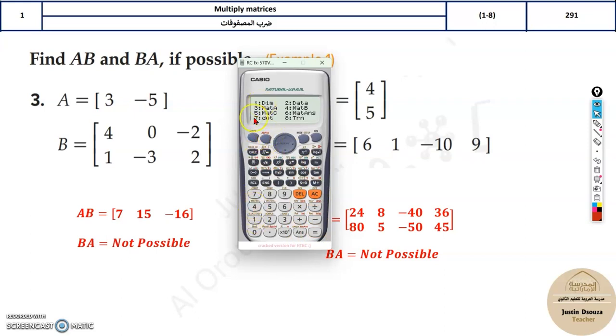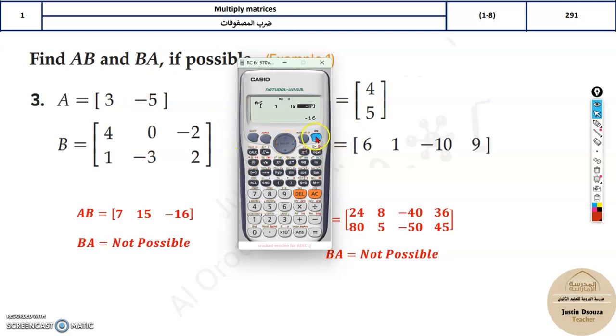You can check them. If I just want, go to Shift 4 and equal to, this is the first matrix, and Shift 4 and 4, this is the second matrix. Now to multiply, you need to press Shift 4, that is first matrix, multiply it with the second matrix. That's it. So the answer is 7, 15, and -16.